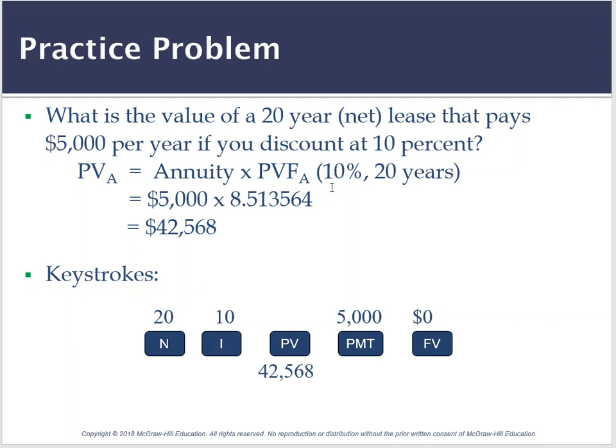We're not using tables. You can see here we've got a $5,000 payment over 20 years, earning a 10% annual rate of return with no future value. Once again, the payment is calculated. The last value of 5,000 is captured in the payment, and you compute present value, you come up with $42,568.